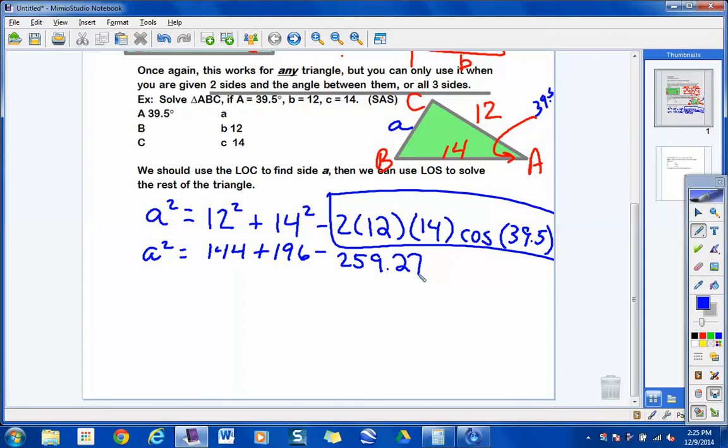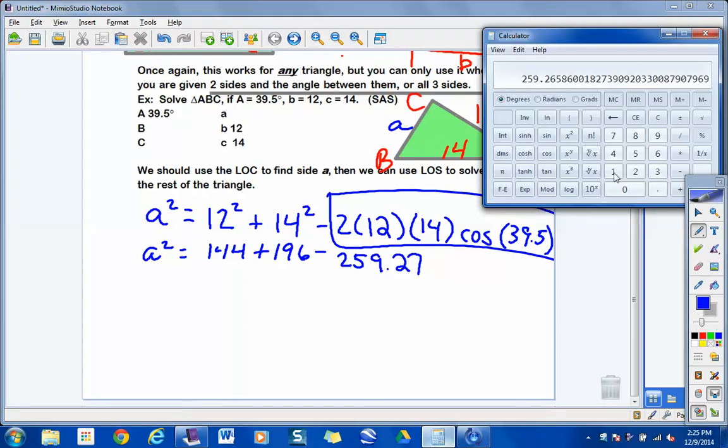Okay, so I can go ahead and combine all these. So let's go 144 plus the 196 plus 259.27. And are you guys at 599.27 like I am? Did I screw up? 600. Okay, let me start over. 144 plus 196 plus 2. Minus. Yeah.